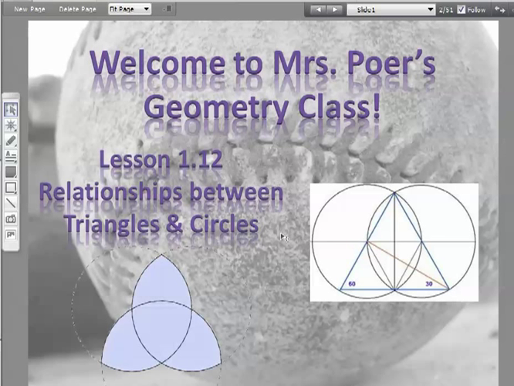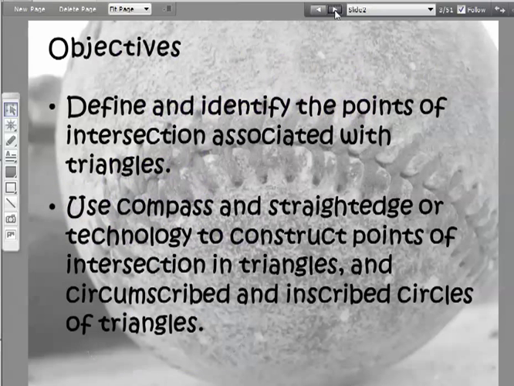Okay, here we are. We're going to get started with lesson 112, relationships between triangles and circles, and this is part 2. And all of a sudden I forgot how to make this work.